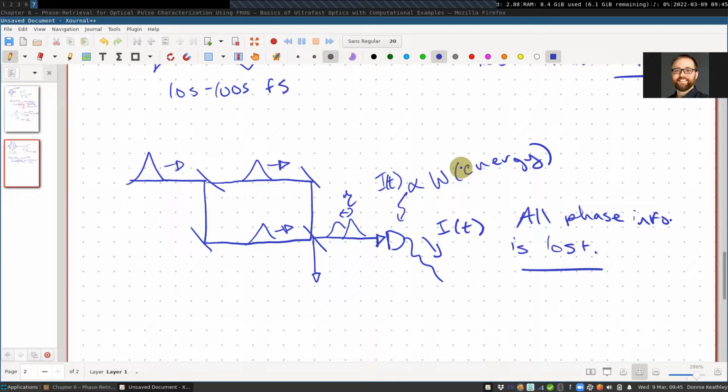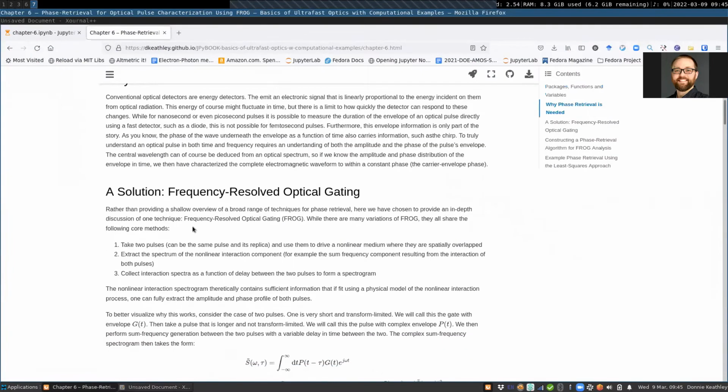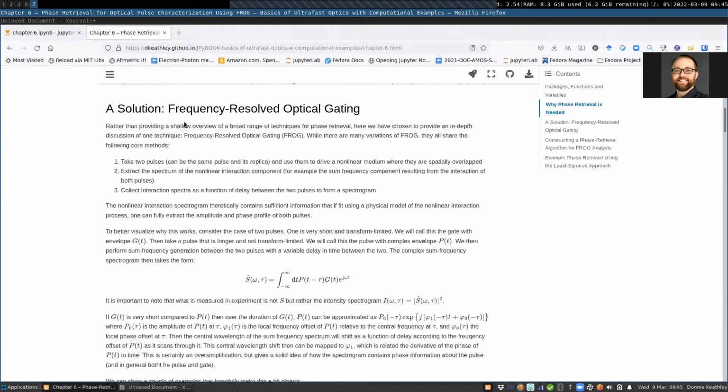So then that leaves us in a situation where, what could we do? We can't stick an energy detector here. We can't use interference to get that phase information out. We can't measure the envelope in most circumstances unless we have a very long pulse, on the order of tens of hundreds of picoseconds or longer. So what do we do? That brings us to the solution we're going to be talking about today, which is phase retrieval with frequency resolved optical gating. Again, there are other techniques out there, but we're going to focus on FROG here.